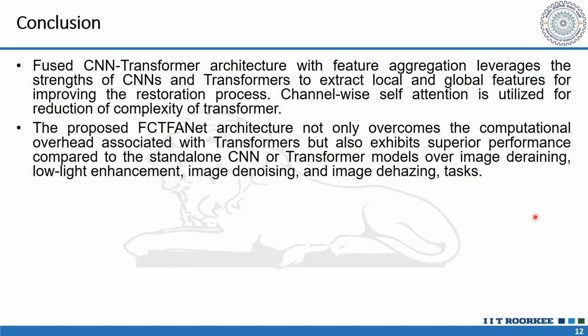So the conclusion is we are proposing a fused CNN transformer architecture, which has a feature aggregator. It leverages the strength of both CNN and transformer to extract local and global features, and hence improves the restoration process. The proposed FCTFANet architecture not only overcomes the computational overhead associated with transformers, but also exhibits superior performance compared to standalone CNN and transformer models over the different tasks: image deraining, dehazing, denoising, and low light enhancement.